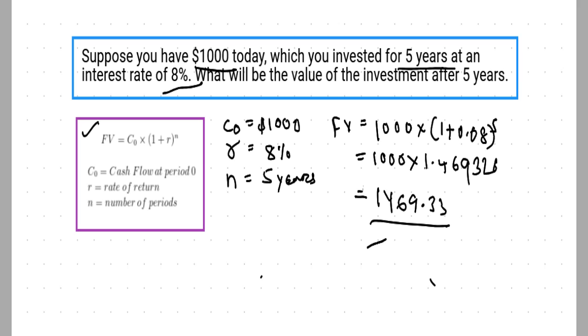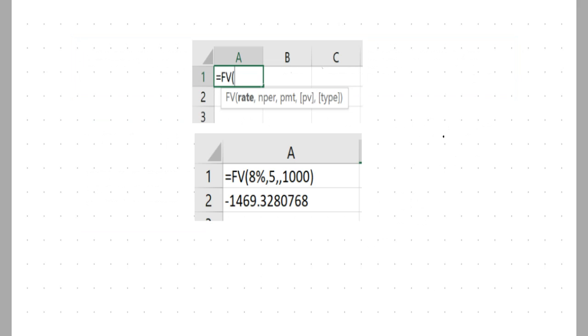You can also calculate this future value using the Excel spreadsheet. The function you have to use is equal to FV, that is future value. Then you have to give the rate, number of periods, payments, that is annuity, present value, and type. So here rate is 8%, number of periods is 5, annuity is 0, or you can leave it blank. Present value is $1,000 and type you can give as 0 or you can leave it blank.